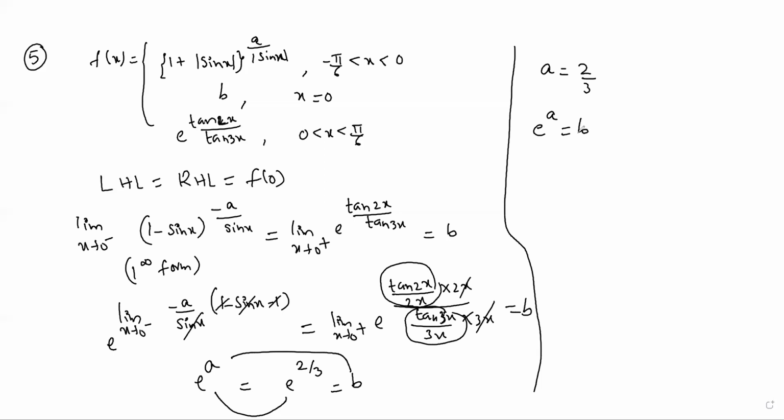Now when e power a is equal to b, this we can change into logarithmic form: a is log b to the base e. These two are the required conditions for this. That is clearly which option? Option A is the correct one.